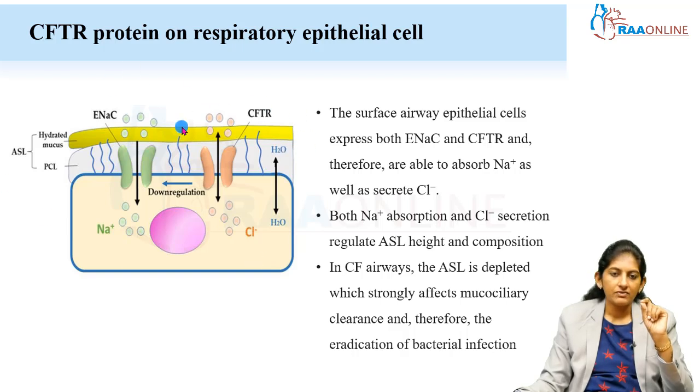So what happens whenever this CFTR is mutated? The chloride channel function doesn't happen. So this ASL liquid layer will become very much dehydrated. All the dust particles and pathogenic organisms will come here. So they get colonized, the entire airways get colonized. The cilia also will not be able to function properly. So because of the impaired mucociliary clearance, these patients will be at repeated risk of bacterial infections.